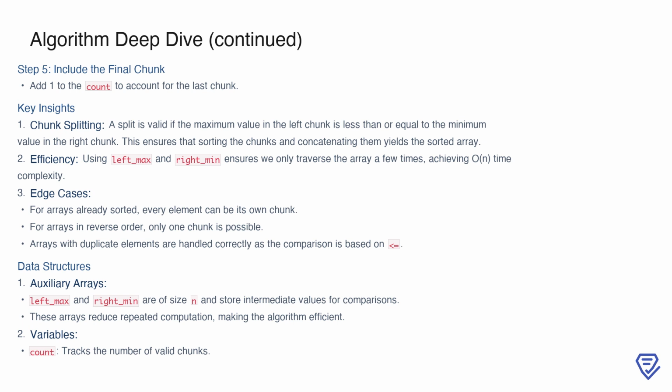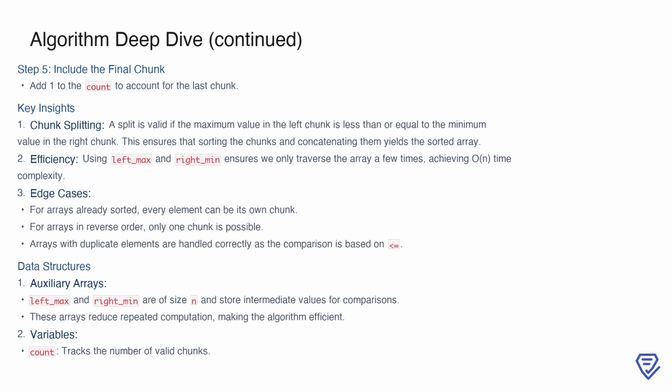Once we have counted all the valid splits, we add 1 to the count to account for the final chunk, which extends from the last valid split to the end of the array. This approach guarantees that the array, when split into these chunks, can be individually sorted and concatenated to produce the fully sorted array. There are a few key takeaways here.